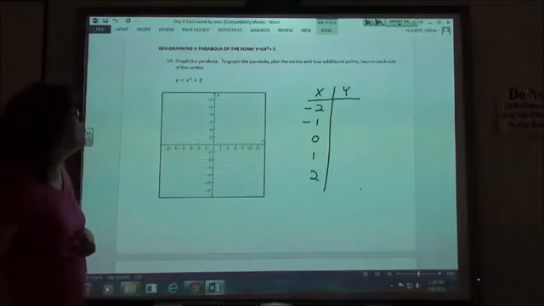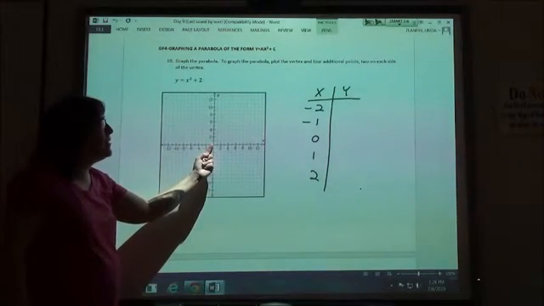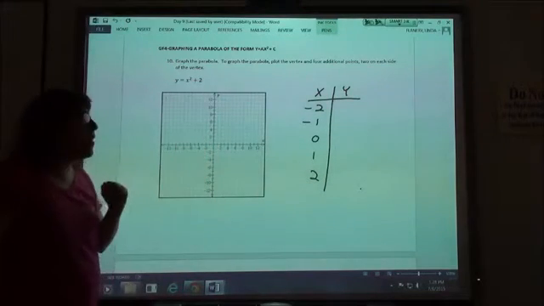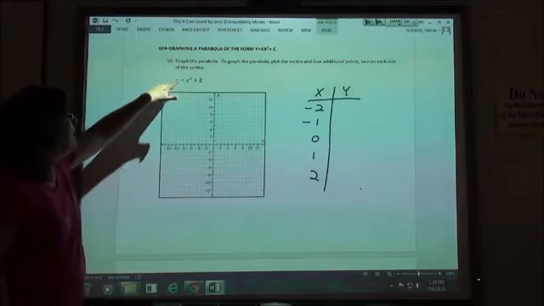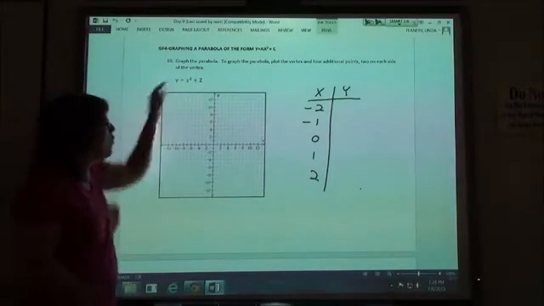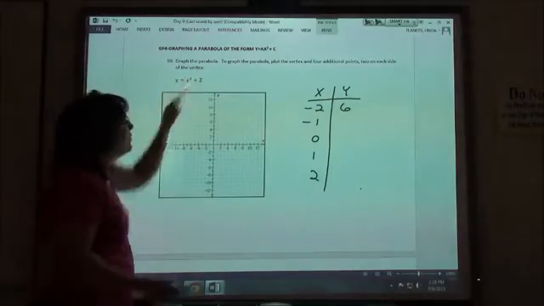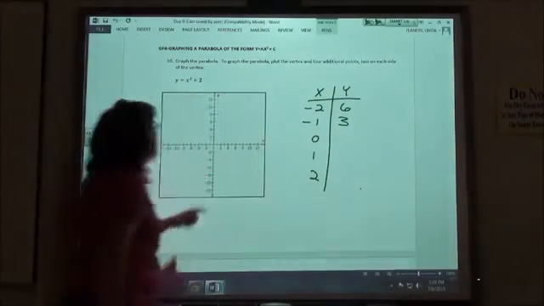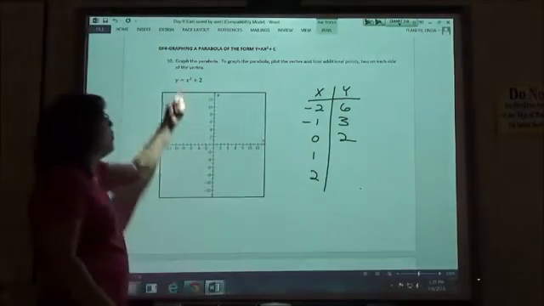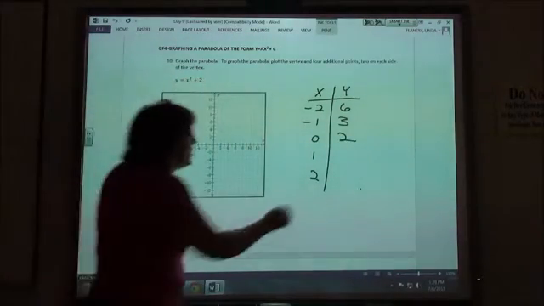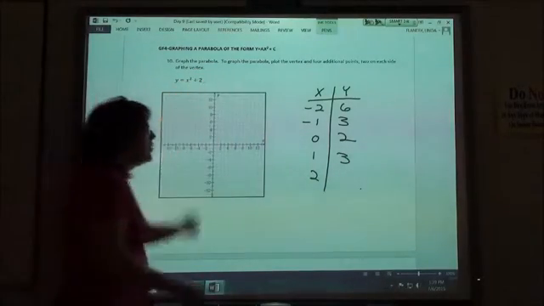Because normally the vertex of your parabola, y equals x squared, is right here at 0, 0. So just centering it around the middle. They're just going to have you plug the numbers in and solve. -2 squared is 4, 4 plus 2 is 6. -1 squared is 1, 1 plus 2 is 3. 0 squared is 0, 0 plus 2 is 2. 1 squared is 1, 1 plus 2 is 3. And 2 squared is 4, 4 plus 2 is 6.